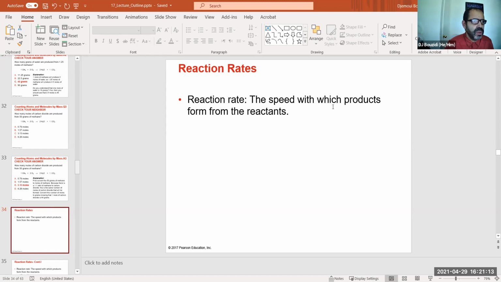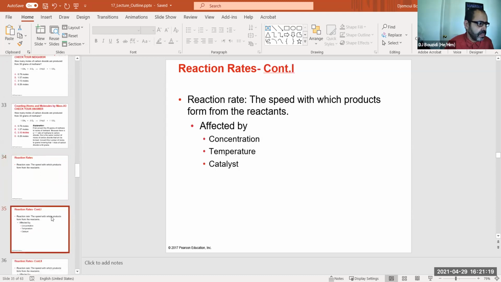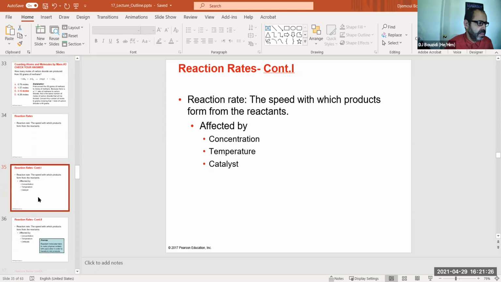So the reaction rate is the speed with which reaction products form from the reactants. That's basically what the reaction speed is. It can be affected by the concentration, the temperature, or the catalyst, as I mentioned in the intro.